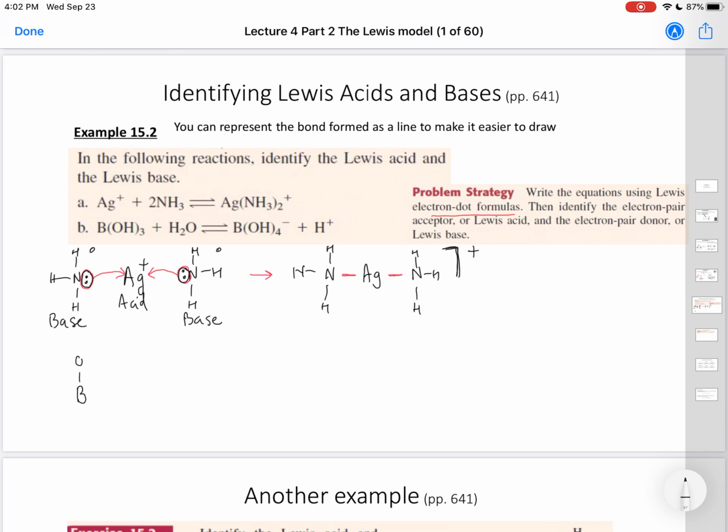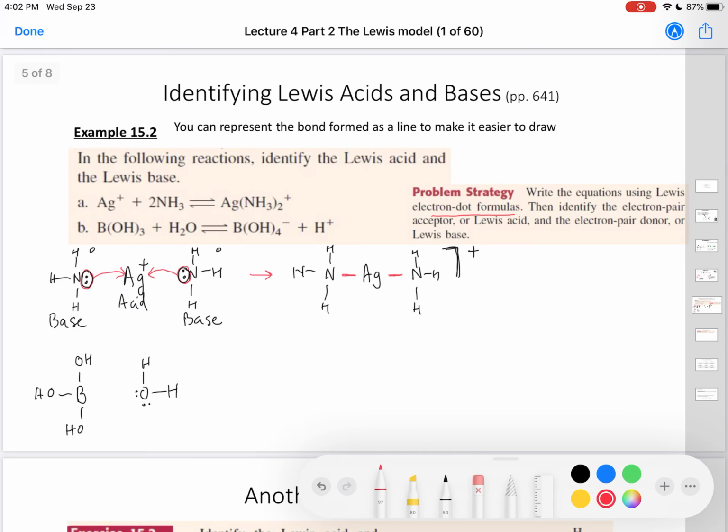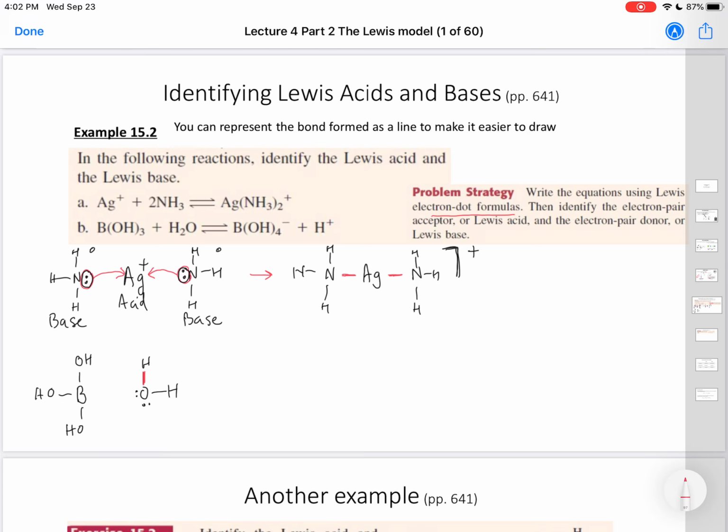You've got your boron with your 3 OHs. And notice boron is electron poor. It does not have an octet, so it's a very good clue that it's the acid. And then you've got your water, and I'm going to draw water suggestively like this. And in fact, what I'm going to do is draw this bond in red so that you can see what is happening. So this pair, remember this is an electron pair, this is 2 electrons, will actually form a bond to the boron, leaving behind an H+.